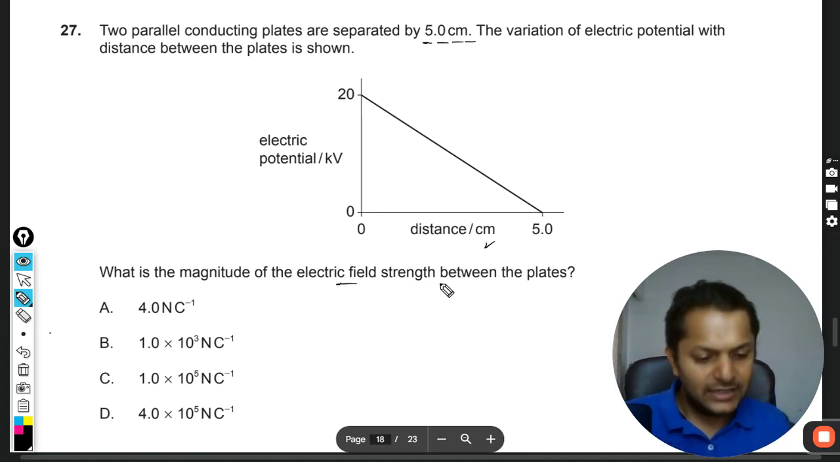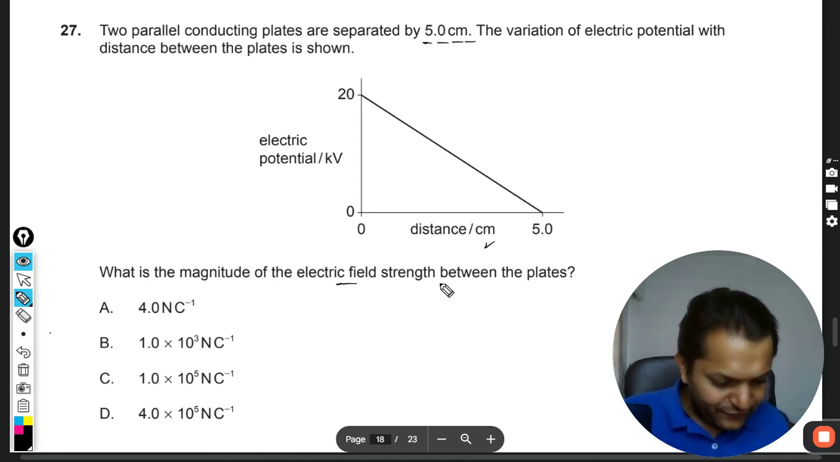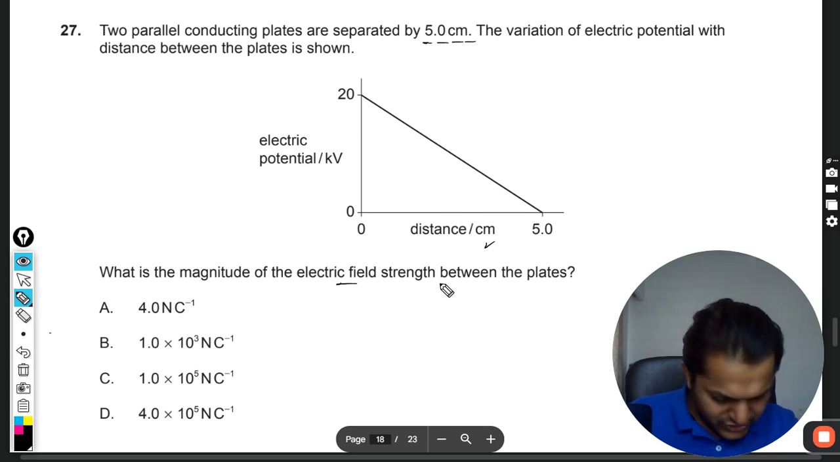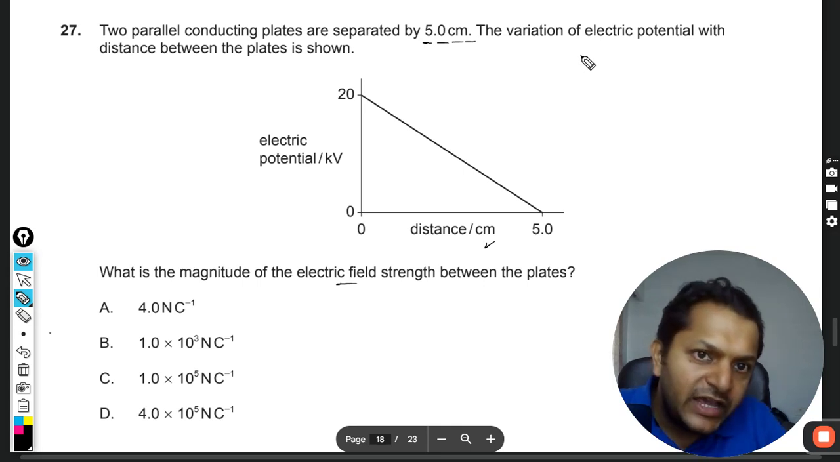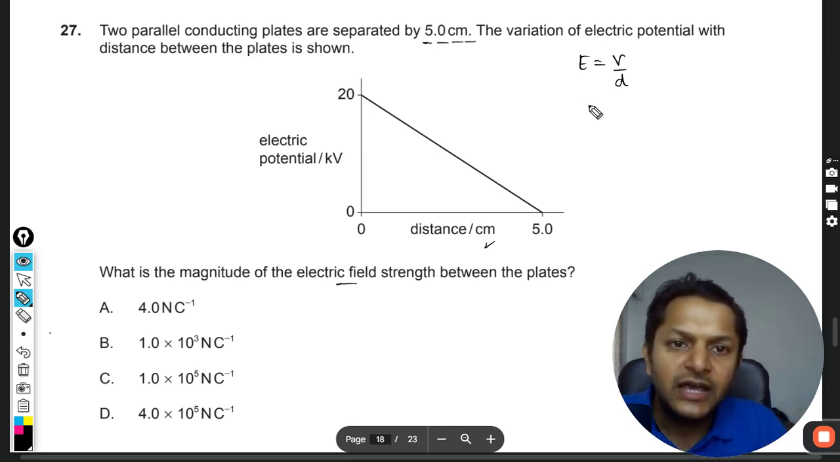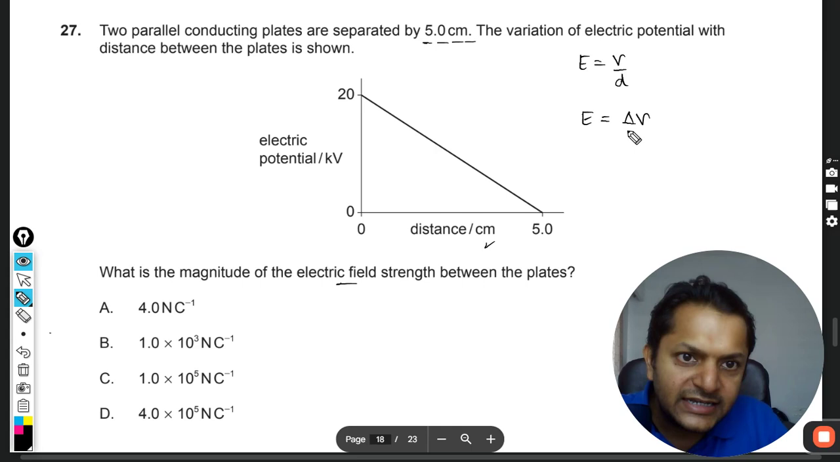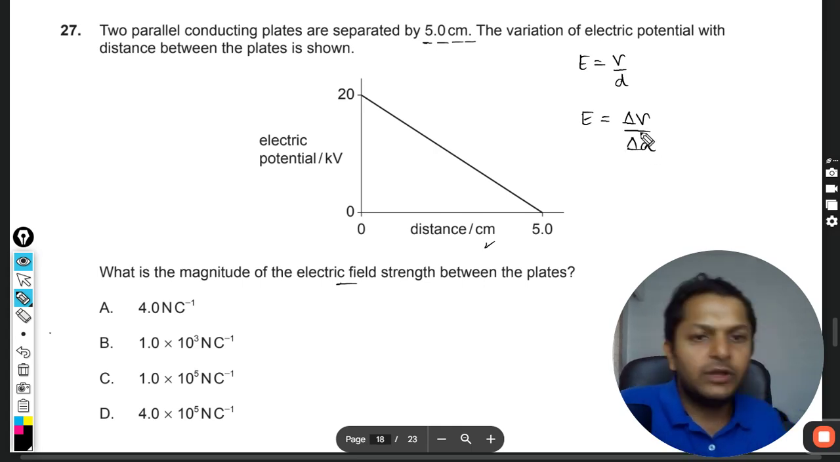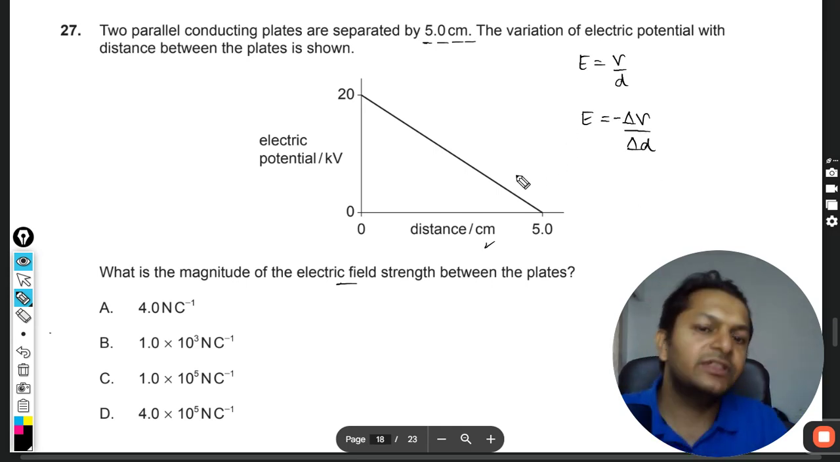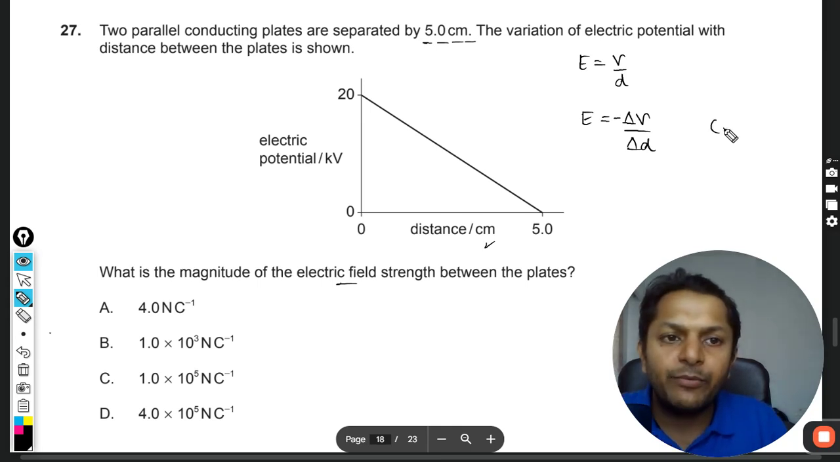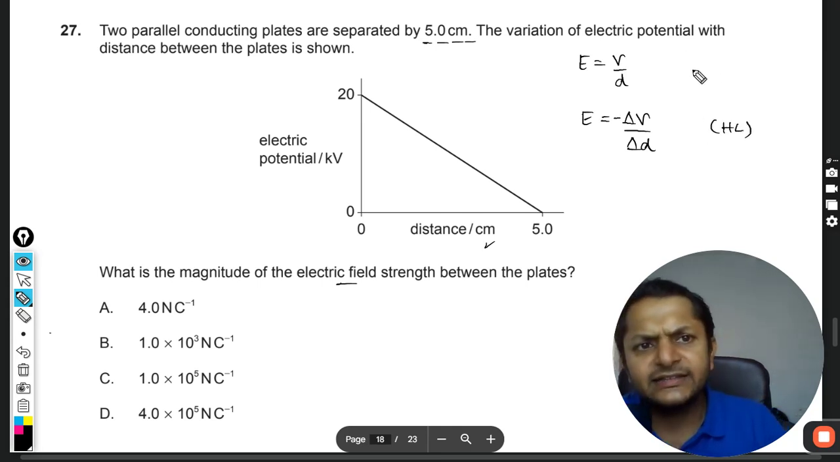Okay, so let me get the data booklet and see if the formula is given there or not. I am on page number 12 of your data booklet. And yeah, okay, the formula is given there but not properly. E is equal to V by D is the formula given for SL students, and for HL students E is equal to delta V by delta D is the formula, which is given there with a negative sign. So this formula is given in the higher level section, and this is for the SL section, you can say.